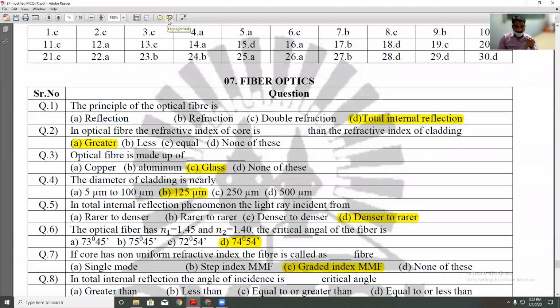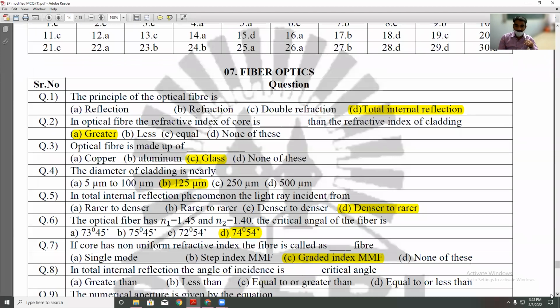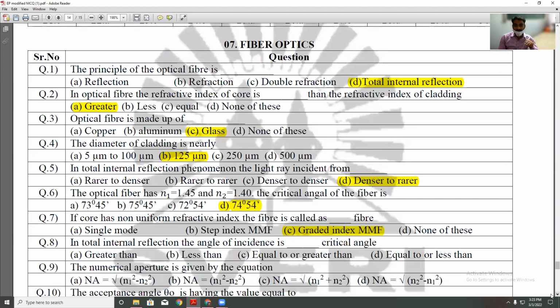Now in this, as we go towards the center, does the refractive index increase or decrease? As we go away from the center, the refractive index decreases. As we go towards the center, the refractive index increases.